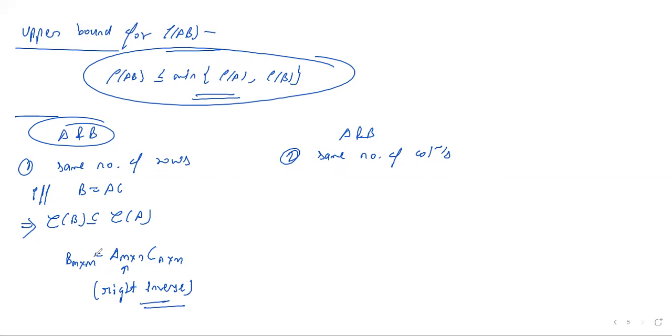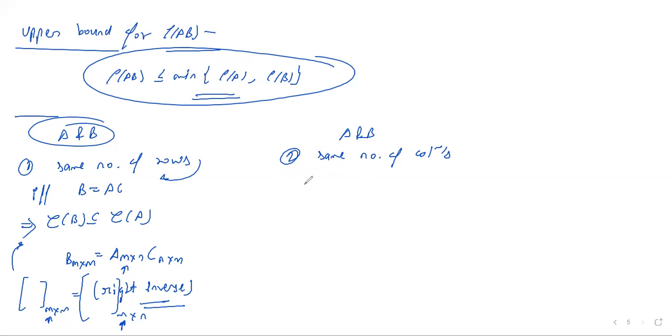So if we have the same number of rows, B will be of m cross m, and A will be of m cross n. As they have the same number of rows, we can say that the column space of B would be a subset of the column space of A. This is the required condition for that.